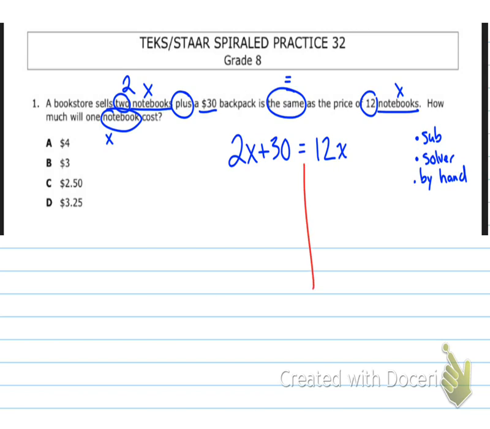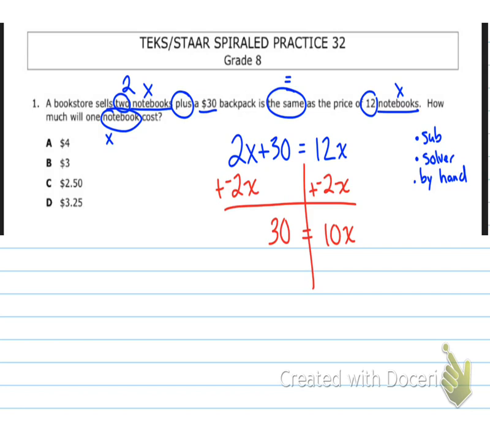Okay, so the goal is to get X by itself. In this case, it makes more sense to move all the X's to the right. So what's the inverse of 2X? Plus negative 2X. And what I do to one side, I do to the other. And then I simplify all this, and I'm left with 30 is equal to 10X.